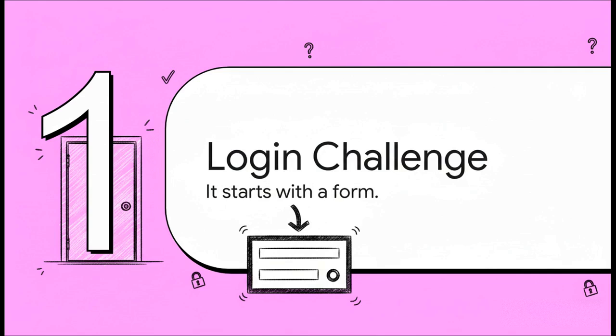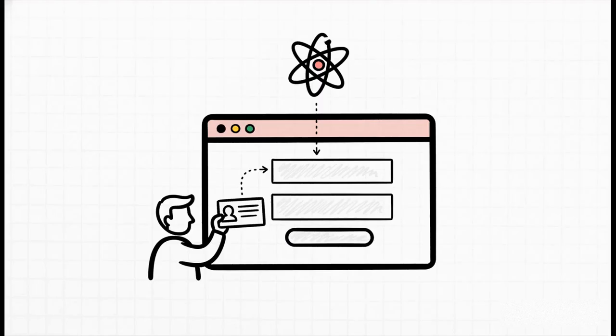Section 1, the login challenge. Every secure journey has to start at the front door, and in the digital world, that door usually looks like a simple, very familiar form. This screen right here is our starting line. It's basically throwing down a challenge, asking you, prove you are who you say you are. When you fill this out, you're making a claim to an identity, and the second you hit login, that's when the real action kicks off.